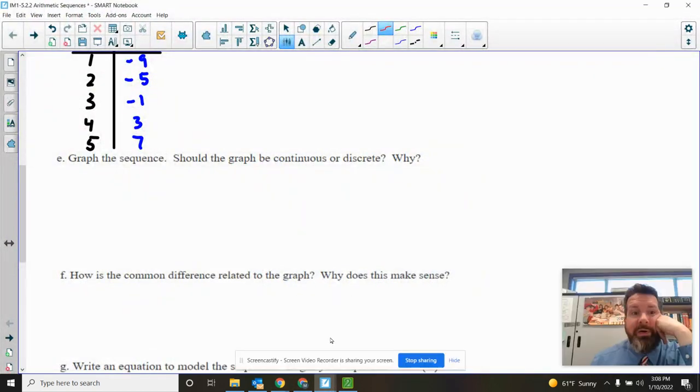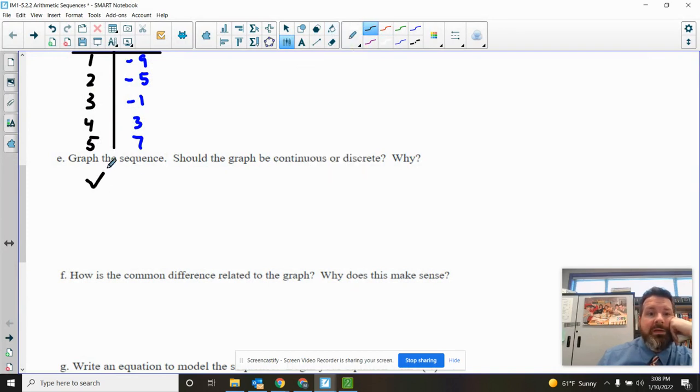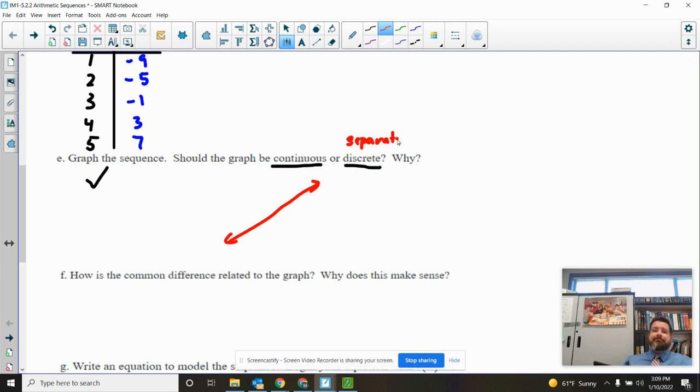Okay, back now to our question. So graph the sequence. We did that. Now, should the graph be continuous or discrete? Here's what that means. A continuous graph is going to be like a whole line. That's a continuous graph. It doesn't have any breaks. It doesn't have any separations. It's all connected. A discrete graph means that your points are often separated.